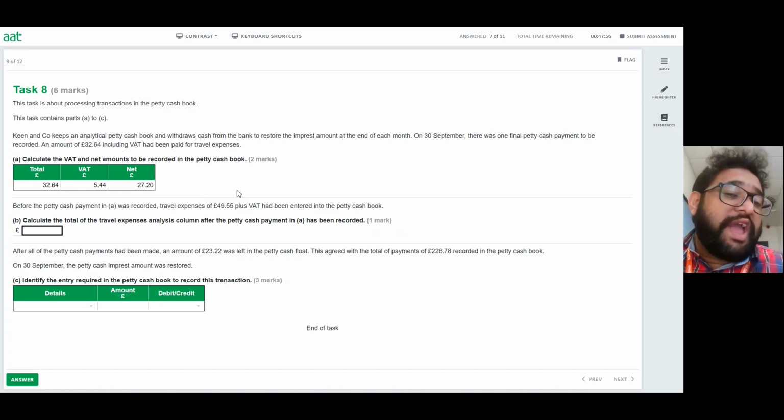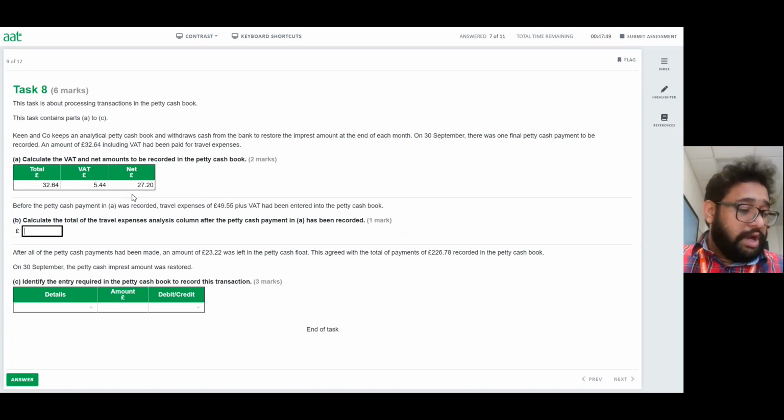But since we have one more transaction of £27.20 that needs to be added to that one, both together will give you a grand total of £76.75. Because it's important to remember when you're looking at the analysis column, 76.75. Okay, the analysis column, what it does, it just puts the net amount. It will not put the whole of that because we have a separate column for VAT there as well.